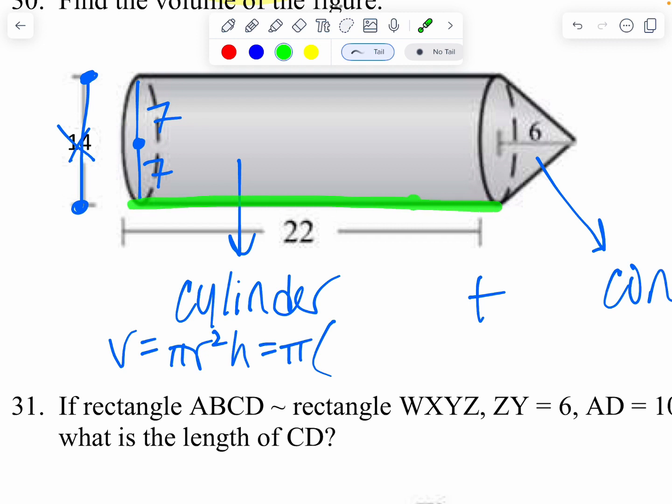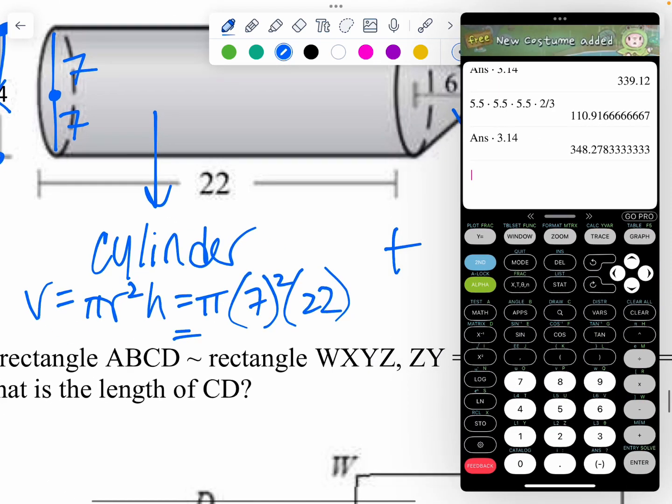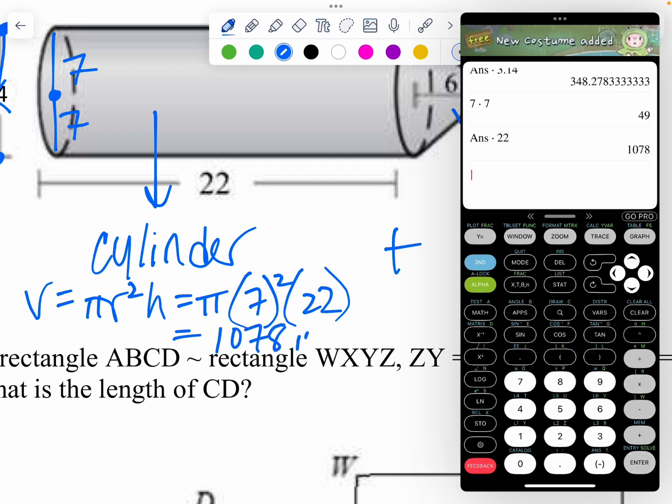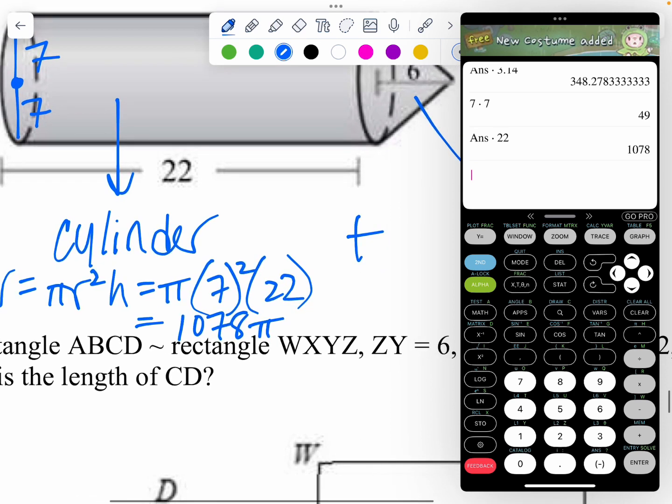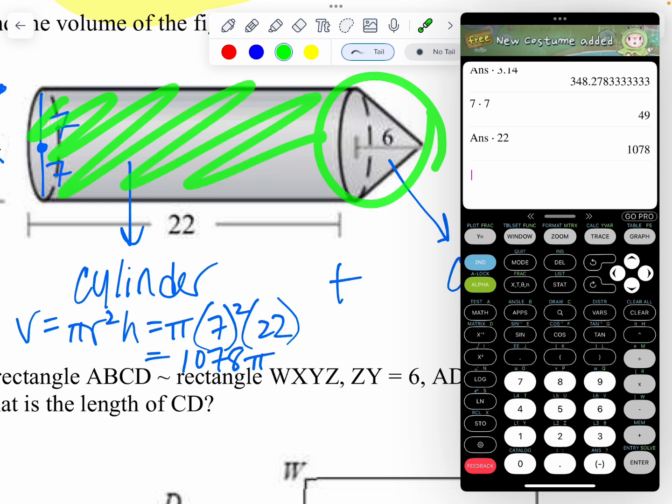This is a cylinder that is rolling around. It is on its side, and we need to visually be able to turn it right up so that it looks like a soda can or a soup can. The height is the 22. So I'm going to plug in the 7 for the radius and the 22. And how do I get that? I'm going to do 7 times 7 times 22, and that gives me 1078 pi. That's for the cylinder, okay? I have ignored the cone, which is right here. I have only focused on the cylinder.